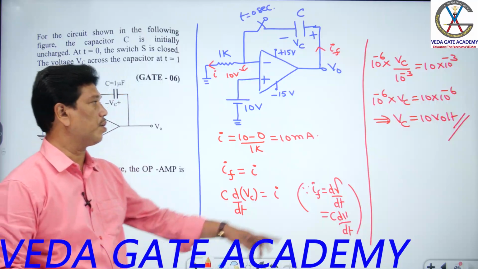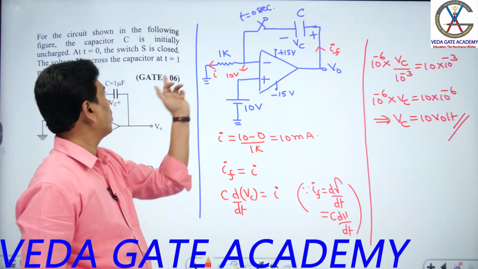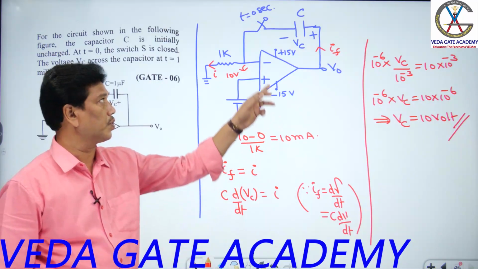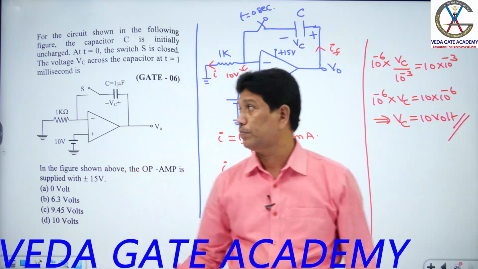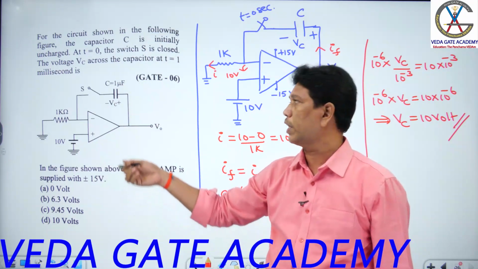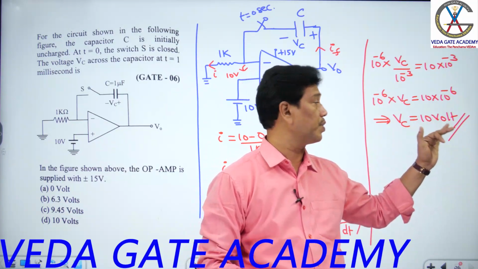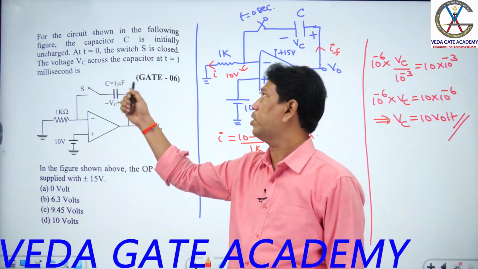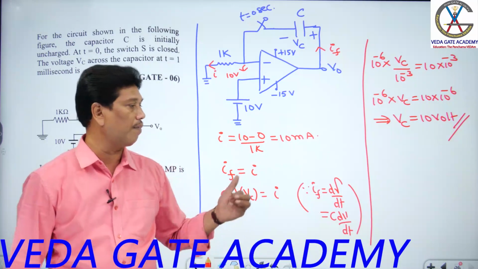So Vc equal to 10 volt is the voltage to which the capacitor is charged at t equal to 1 millisecond after closing the switch. It should be less than the saturation value of plus or minus 15, so no problem for this. Here the capacitor voltage itself equals the output voltage, and this 10 volts is within the scale. So Vc equal to 10 volt after the switch is closed.